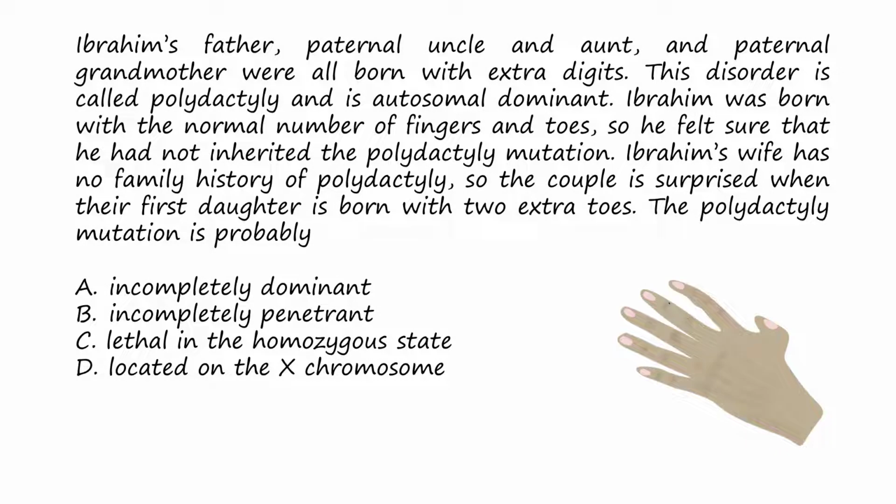Question 4. Ibrahim's father, paternal uncle and aunt, and paternal grandmother were all born with extra digits. This disorder is called polydactyly and is autosomal dominant. Ibrahim was born with a normal number of fingers and toes, so he felt certain that he had not inherited the polydactyly mutation. Ibrahim's wife had no family history of polydactyly, so the couple is surprised when their first daughter is born with 2 extra toes. The polydactyly mutation is probably A. Incompletely dominant, B. Incompletely penetrant, C. Lethal in the homozygous state, D. Located on the X chromosome. The answer is B, as Ibrahim did not show the expression, though his father and daughter showed the expression, that is, the trait skipped a generation.